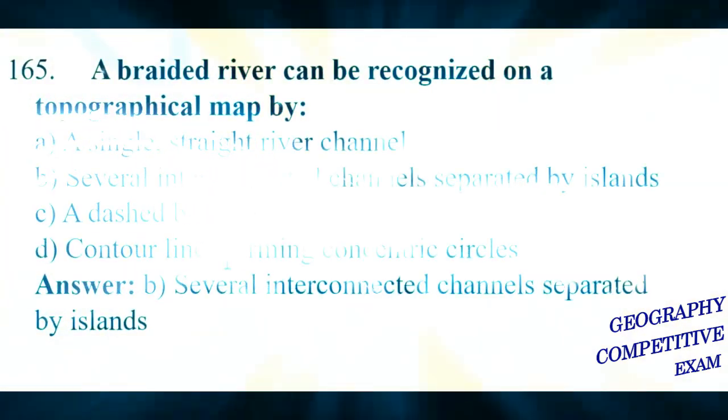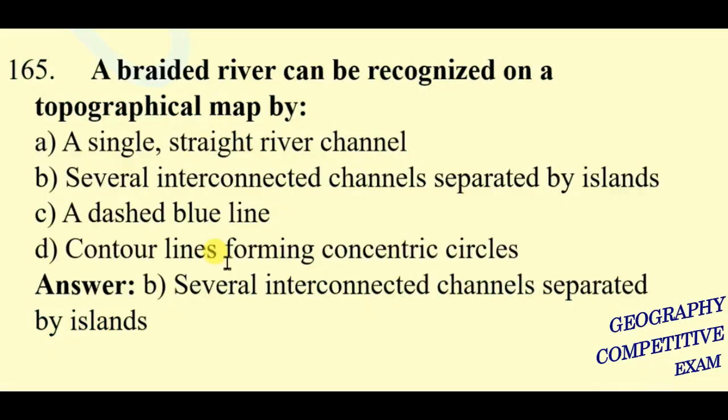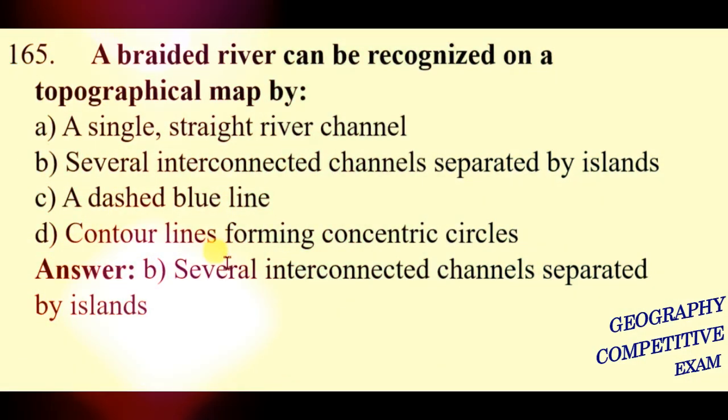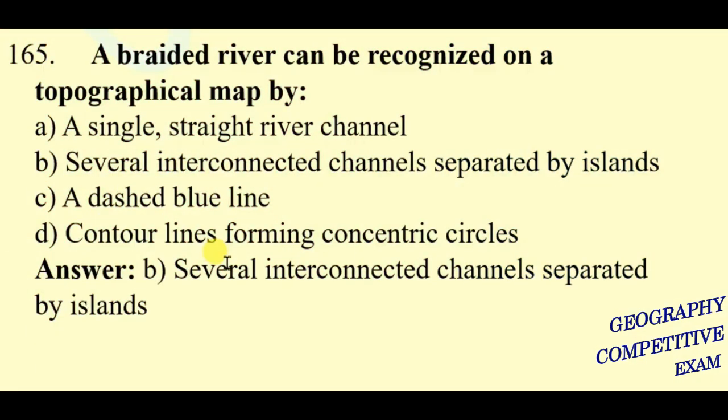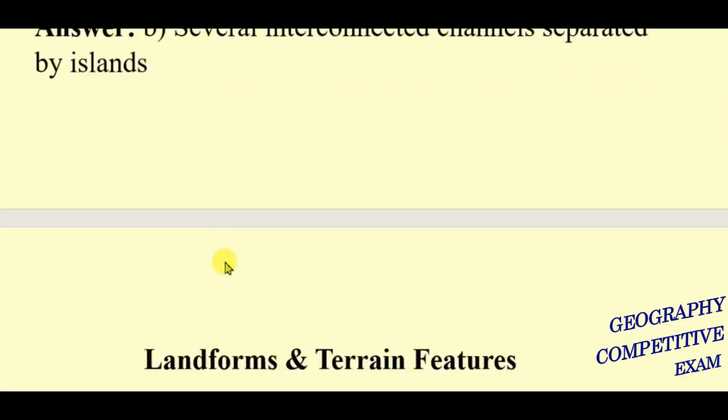Question 165. A braided river can be recognized on a topographical map by a single straight river channel, several interconnected channels separated by islands, a dashed blue line, contour lines forming concentric circles. Here the correct answer will be several interconnected channels separated by islands. That is the feature of a braided river, and it is shown like its feature, not symbologically.